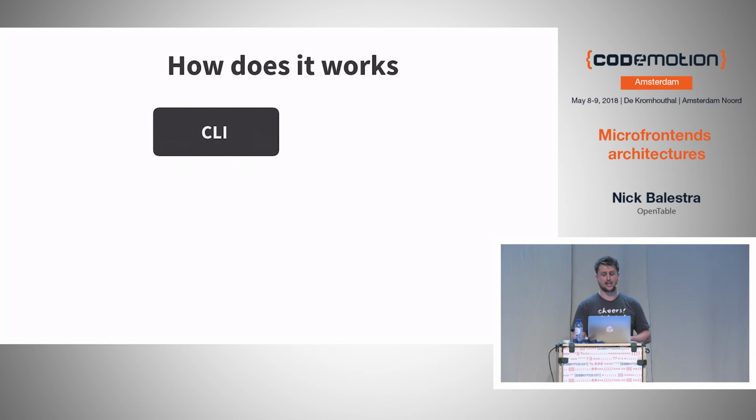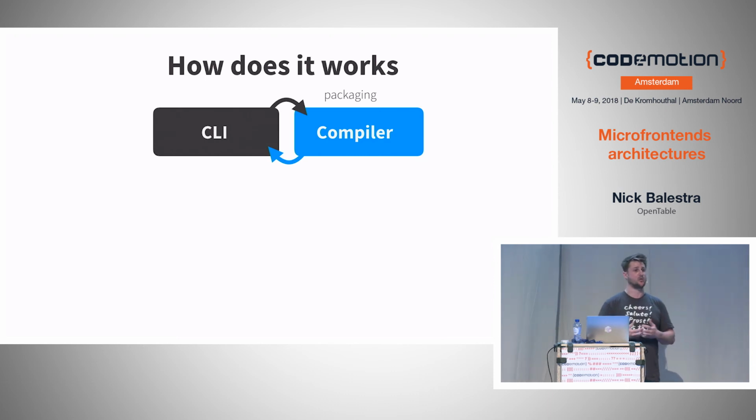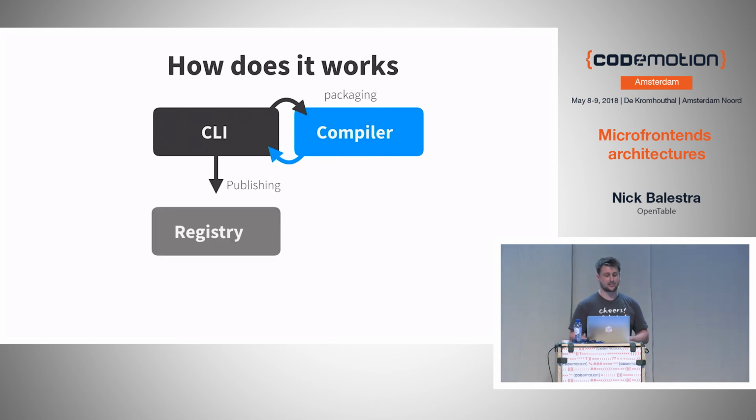What happens is that when we use the CLI, we can use it, for example, to package a component. The CLI will ask a compiler to say, hey, package this component, in a way that is good to put online and publish it. For example, making sure all the JavaScript is handled with Webpack and everything. Depending on how your components are done, we can handle different compilers. And then you can use the CLI for publishing.